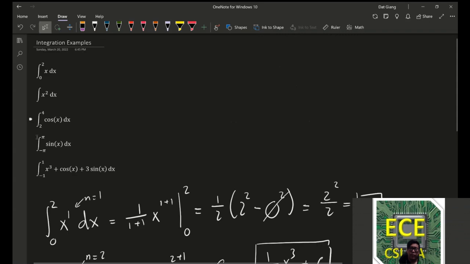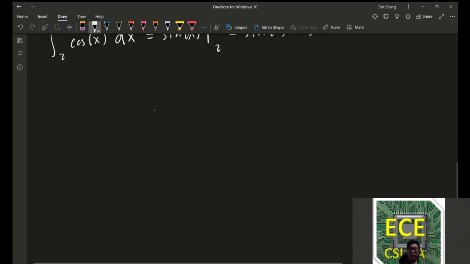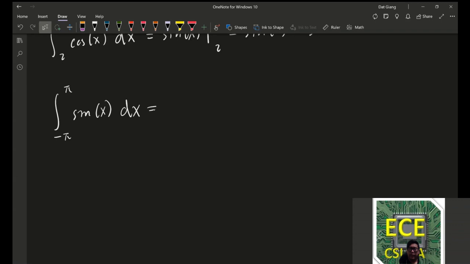Okay, the fourth problem, we have the integral from negative pi to pi of sine of x dx. Once again, we have sine, so the integral of this becomes negative cosine of x, evaluated from negative pi to pi. So over here, we have cosine of pi, and we have minus minus, so it becomes a plus cosine of negative pi.